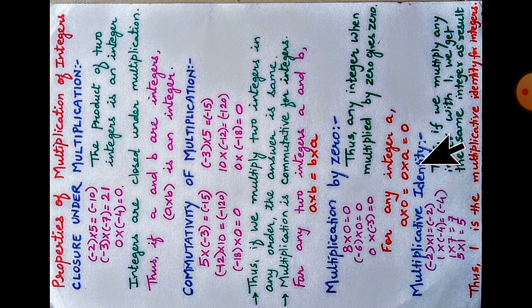Multiplicative identity now. If we multiply any integer by 1, that is minus 2 into 1, that will be minus 2. 1 into minus 4 will be minus 4. 1 into 7 will be 7. And 5 into 1 will be 5. Thus, if we multiply any integer with 1, we get the same integer as the result. Multiplying by 1 gives the same answer. Thus 1 is the multiplicative identity for integers.